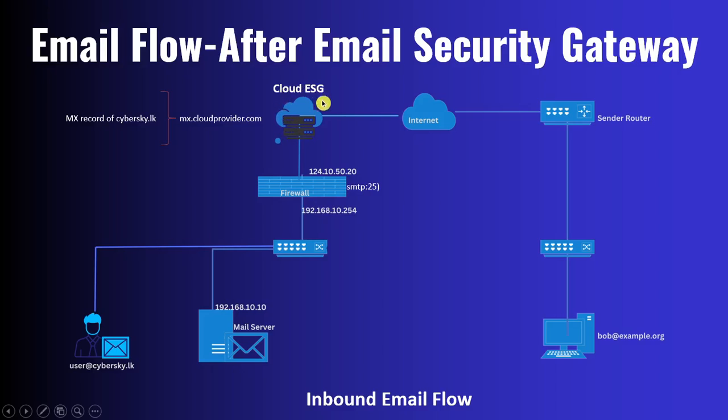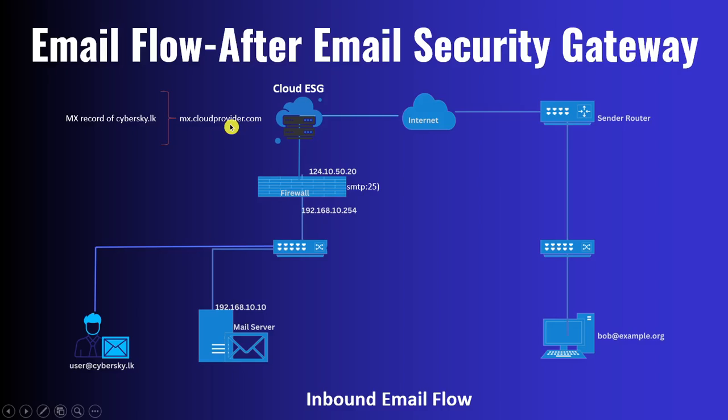You can see Cloud ESG, where you will get tenant details. This is how you need to update. You will receive a unique MX record for your domain. In this example it is mx.cloudprovider.com or something like that. Based on your cloud email security gateway provider, these MX details will be different. Once you receive these details, you need to update them on your DNS side.